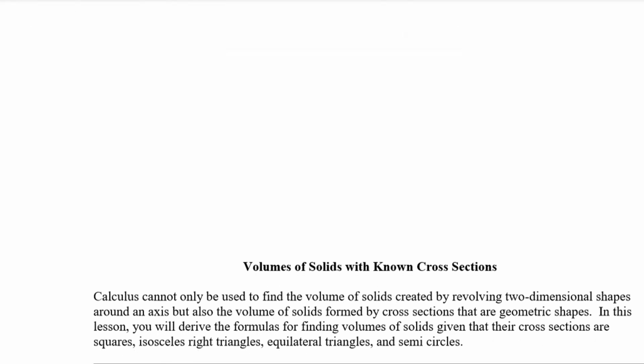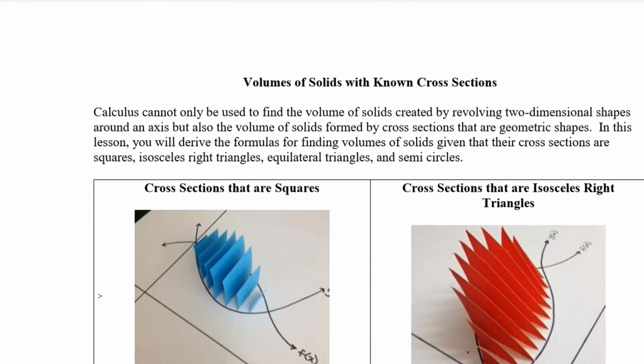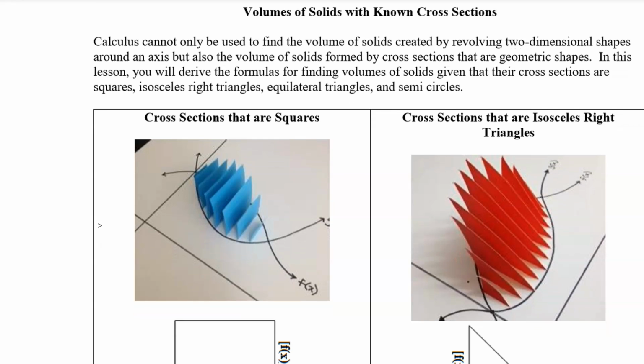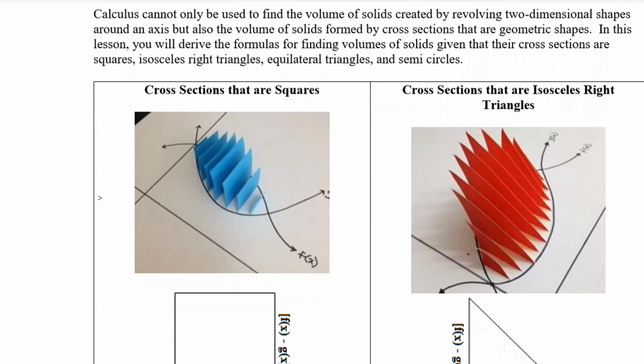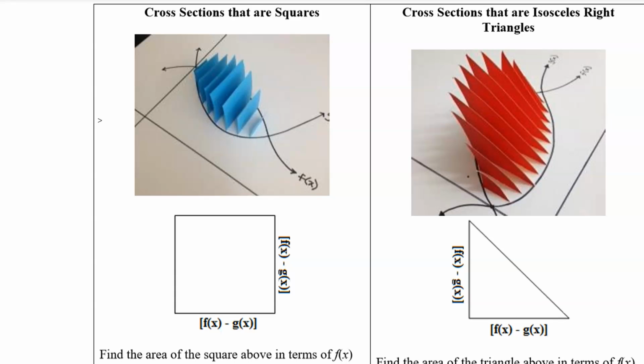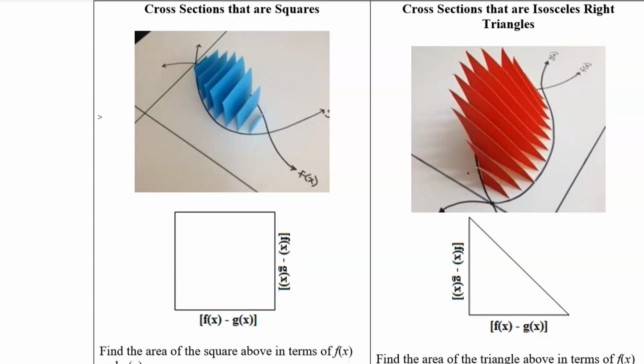And there's going to be a few types of shapes we review. We're going to look at squares, rectangles, isosceles right triangles, equilateral triangles, and semicircles. So first up, we've got this idea of squares.